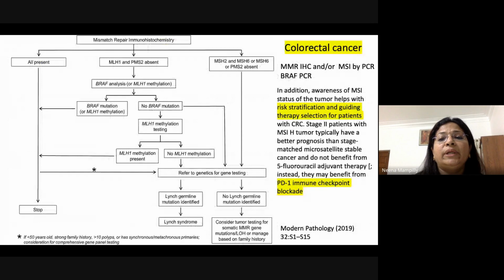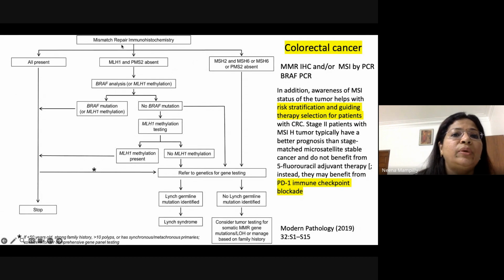If you look at colorectal cancer, in all diagnosed cases of colorectal cancer, you have to do MMR IHC or MSI by PCR. Now, what is that for? We do an MMR IHC firstly to determine whether the patient has Lynch syndrome. Now, how do we do that? So, if all MMR proteins are intact, you don't have to do anything more.